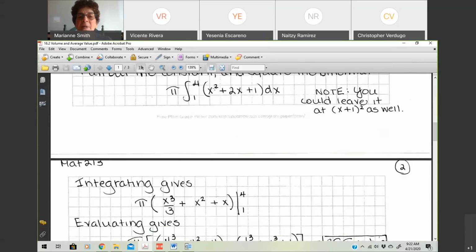Okay, so again, to integrate x squared, I'm going to add 1 to the exponent, get x cubed, put that over the new exponent. So that gives me x cubed over 3. Integrate 2x to the first. Add 1 to the exponent, that gives me x squared over 2. The 2 outside and the 2 underneath cancel, and I just get x squared.